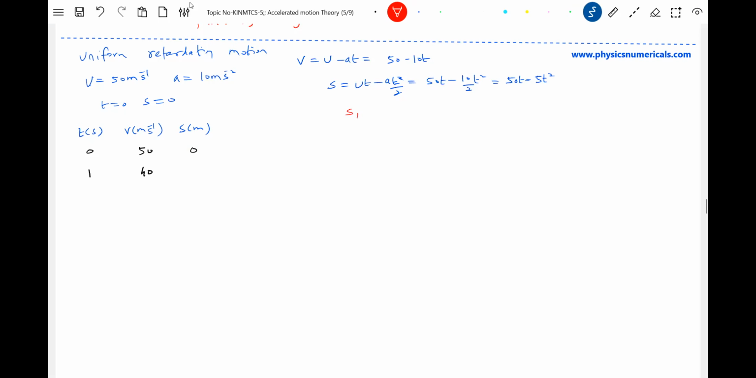Let me calculate. s1 is equal to 50 into 1 minus 5 into 1 square, 45 meters. Similarly, s2 is equal to 50 into 2 minus 5 into 2 square. 50 into 2 is 100, minus 5 into 4, 5 4s are 20. 100 minus 20, 80.